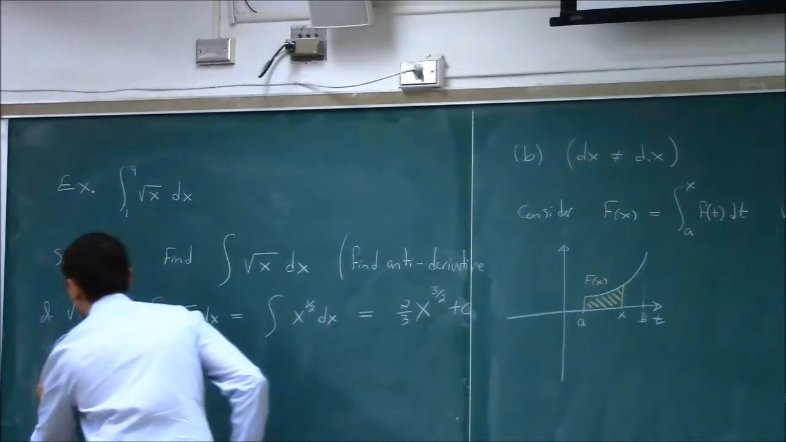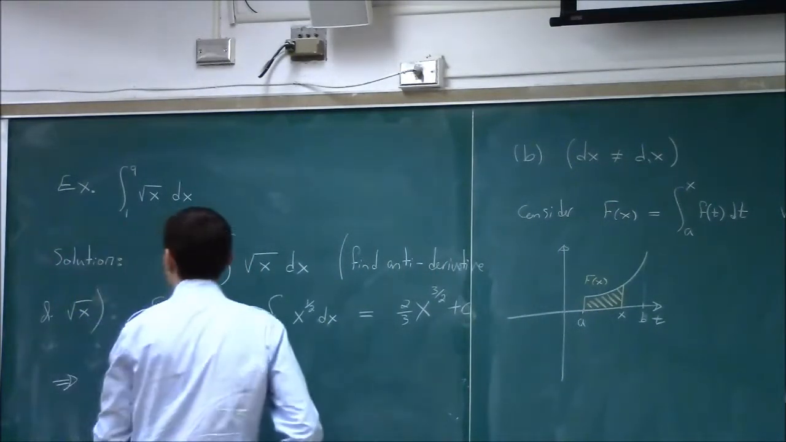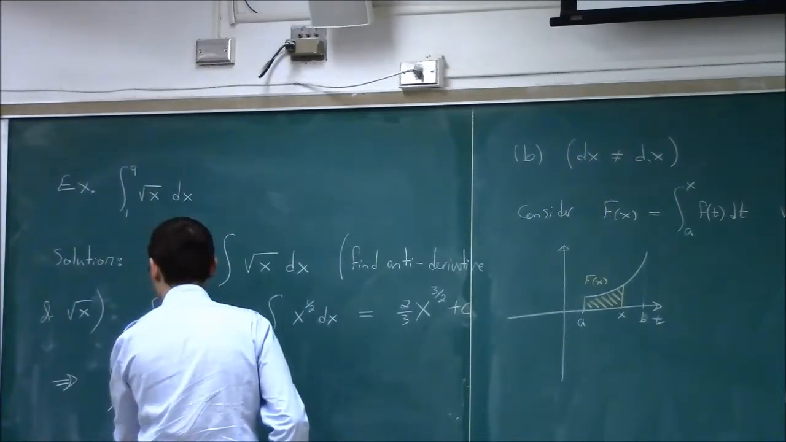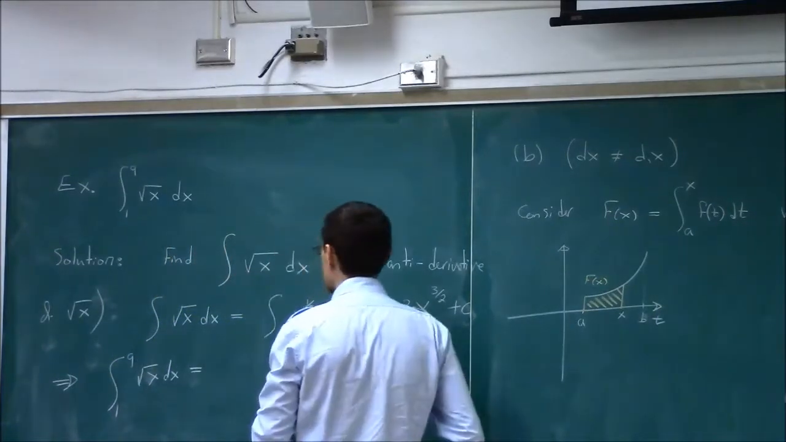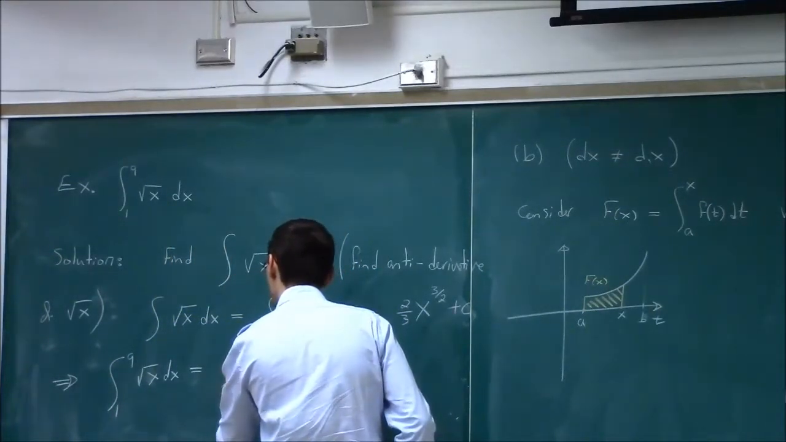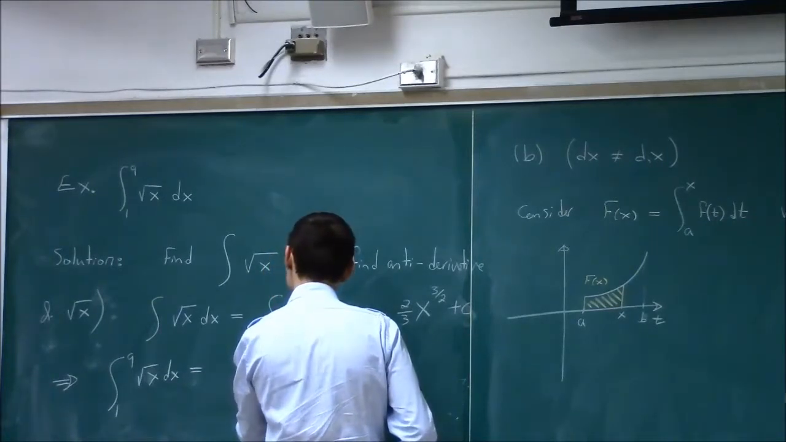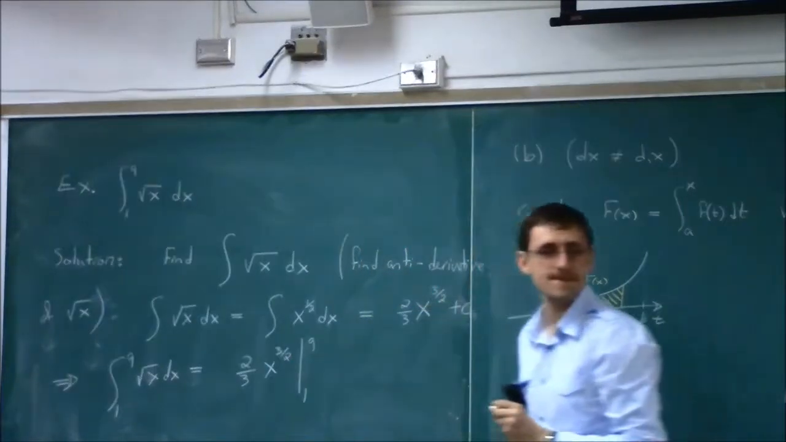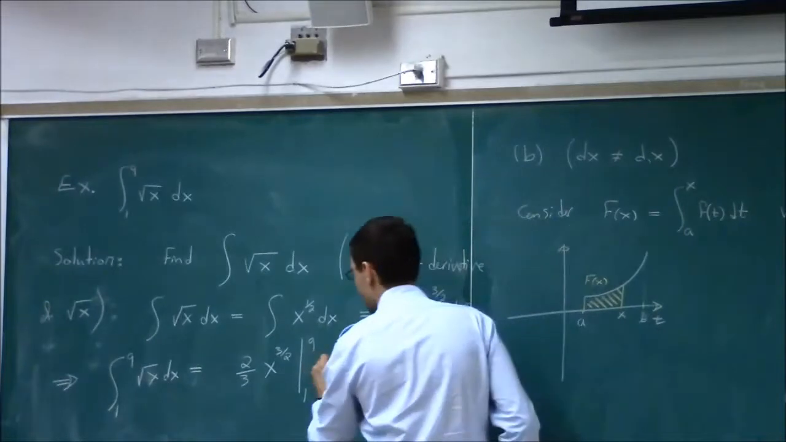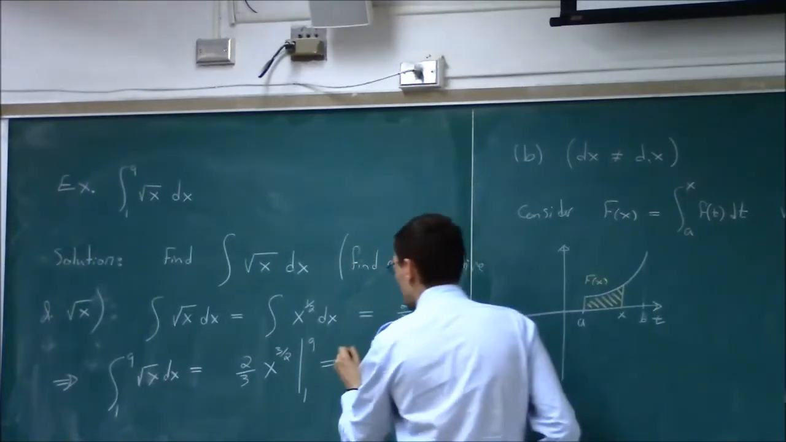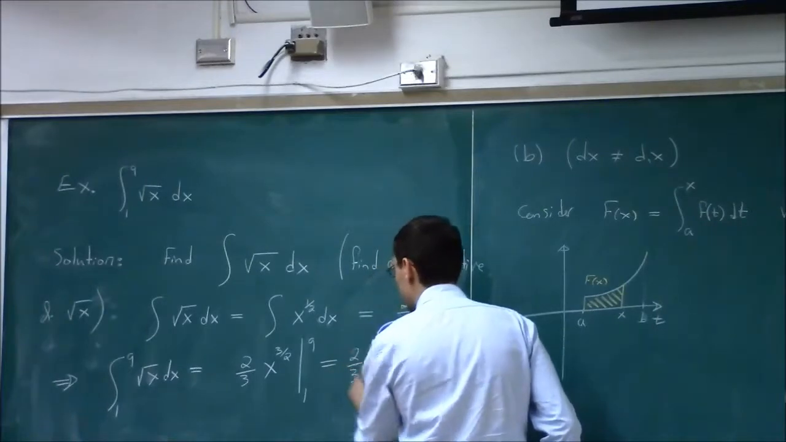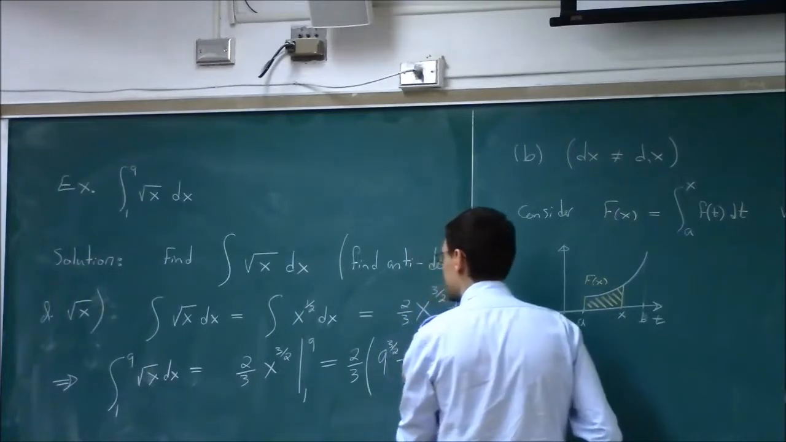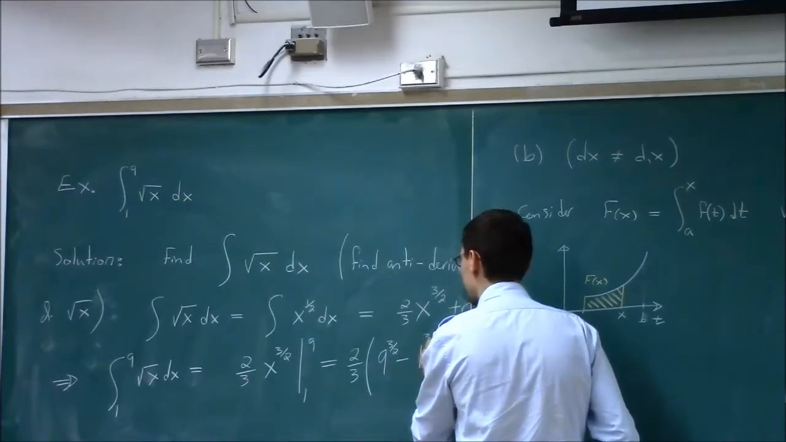And the implication to the shortcut is that the integral from 1 to 9 of root of x dx is the same as 2 over 3 x to the 3/2 evaluated from 1 to 9. Okay? So what do you get? You get 2 over 3 parentheses 9 to the power 3/2 minus 1 to the power of 3/2.